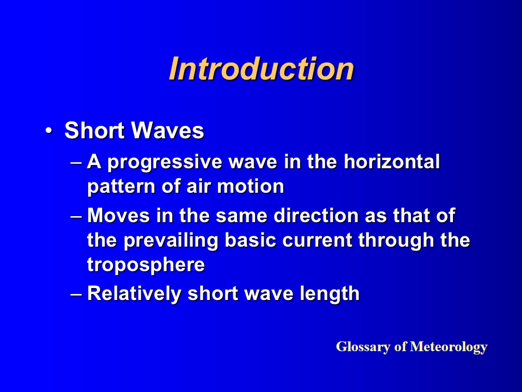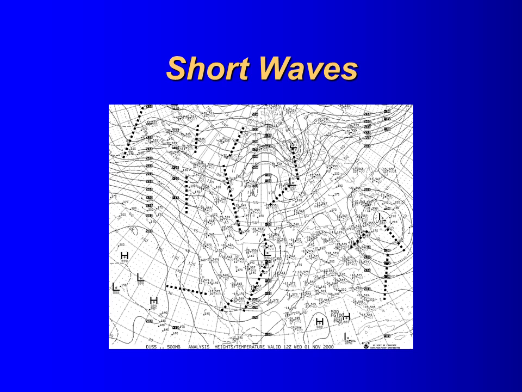Short waves are a little bit different. These actually move through the planetary waves and move in the same direction as the basic current, and their wavelength is relatively short. A lot of times you'll see these short waves superimposed upon the longer waves. So here's a weather map trying to pick out all the little short waves, all the little dips in the atmosphere. This is looking at 500 millibars, and typically we look at 500 millibars whenever we pick out short waves.